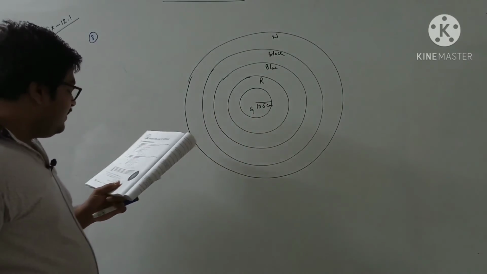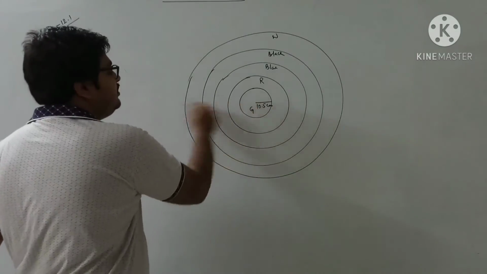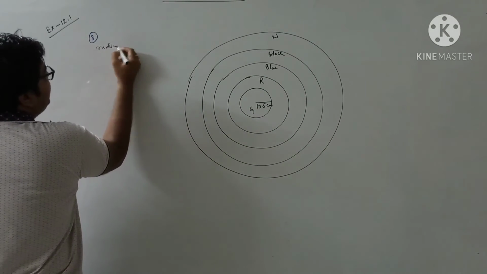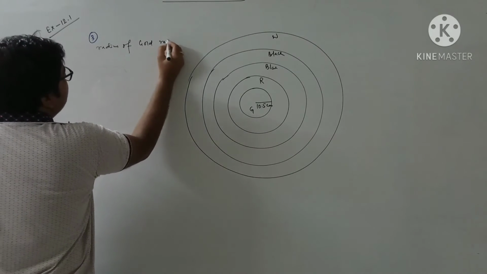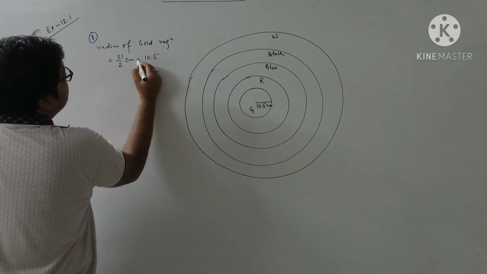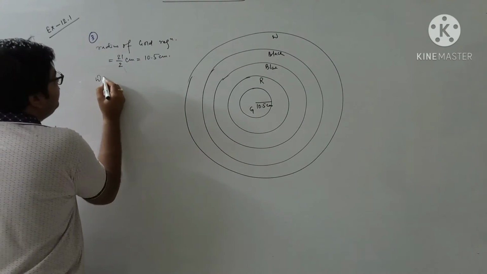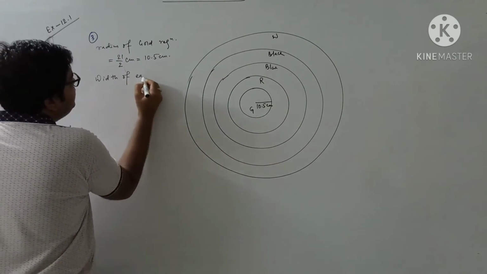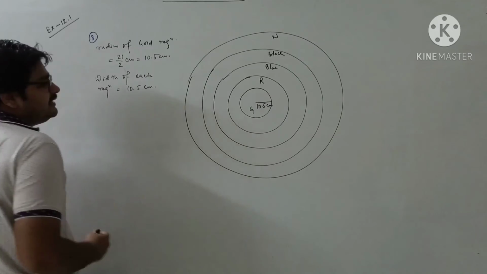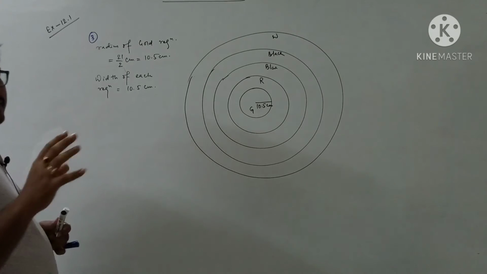Find the area of each scoring region. We have to find out the area of each region. So first of all, what has been given? We will find out the radius of the gold region, which you have written here. That is 10.5 centimeter. And the width of each region is given as 10.5 centimeter only. That means each band is 10.5 centimeter wide. We have to find out the area of each region.